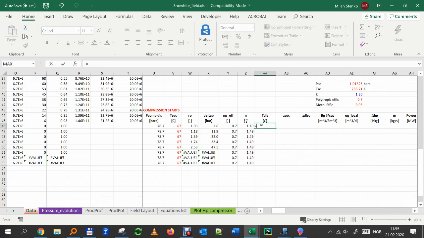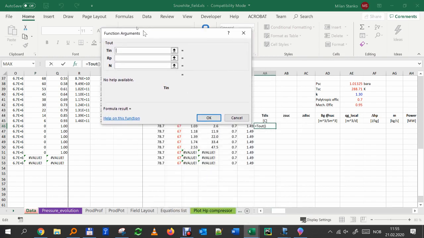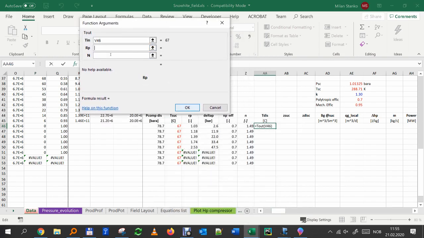Temperature at the discharge is that equation that we just made, T out, and T out takes the inlet temperature, it takes the pressure ratio, and it takes that N. Something happened. We have some hacker, Russian hacker, doing something here.